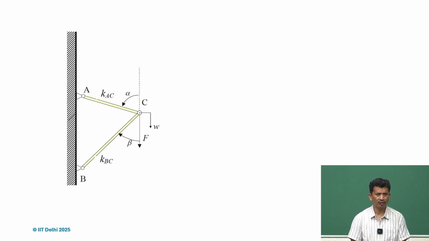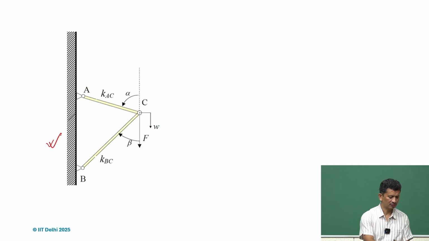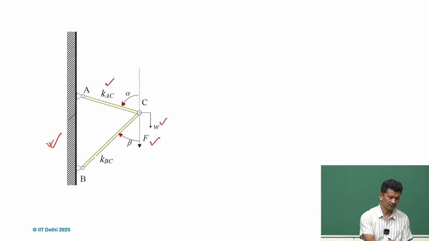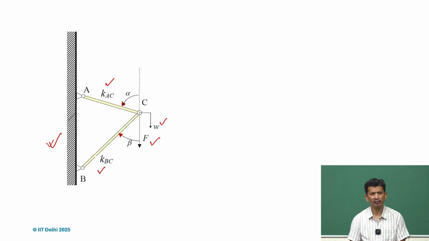So, we just try to generalize it. Suppose we take this construction where we have this alpha and beta from the vertical and force F is applied. We have done a similar example earlier, so just take this case and quickly we go through. If force F is applied, what is the deflection because of the stiffnesses KAC and KBC, and we try to calculate what is the effective stiffness along F.